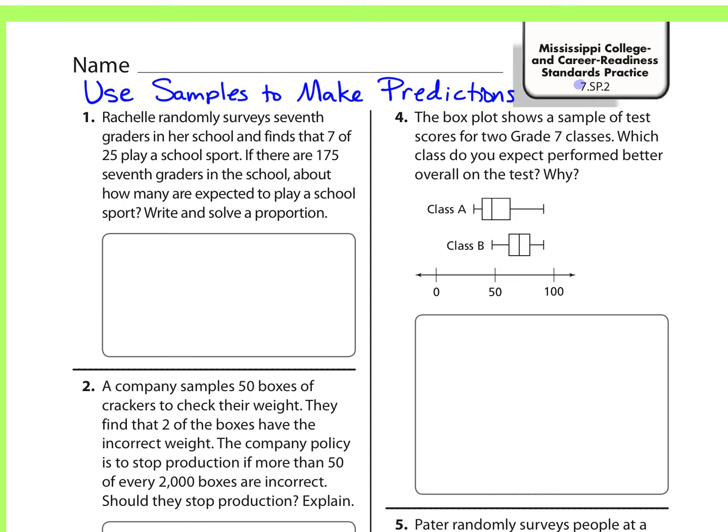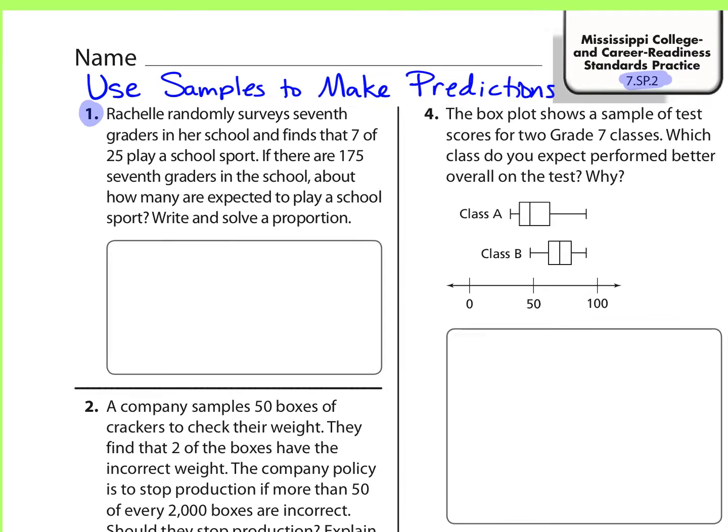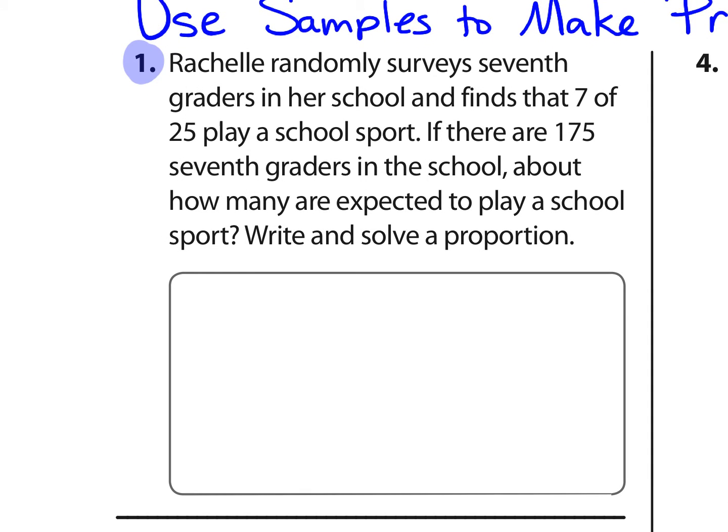Standard 7.SP.2. This is using samples to make predictions about a population. So we're going to look at problem 1. Rachel randomly surveys 7th graders in her school and finds that 7 of 25 play a school sport. If there are 175 7th graders in the school, about how many are expected to play a school sport? That's kind of like a prediction. We're going to write and solve a proportion.